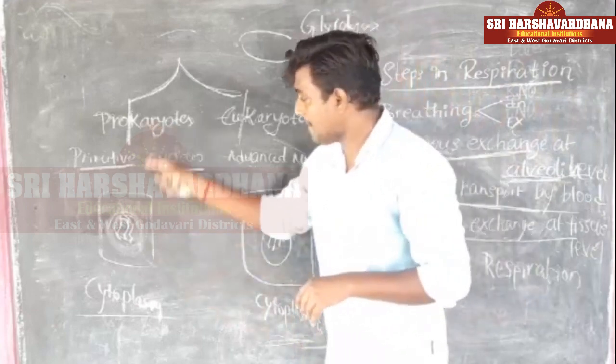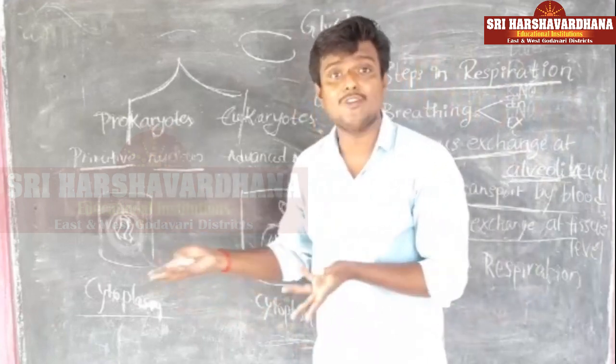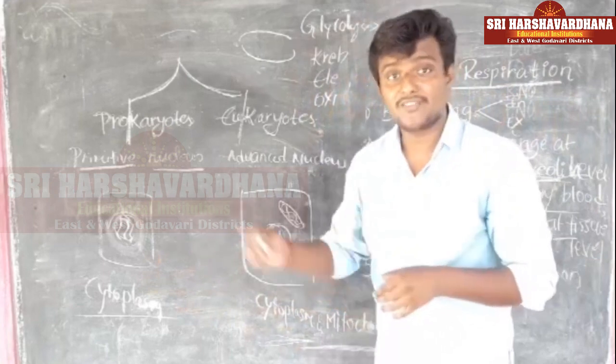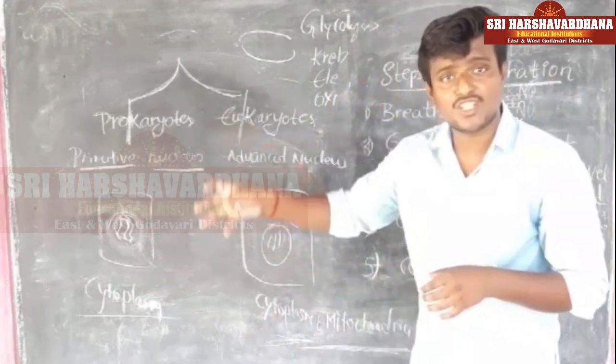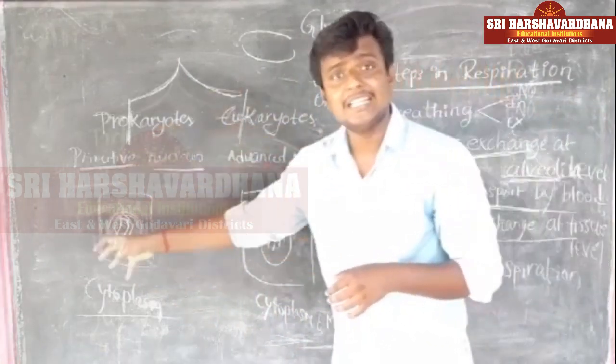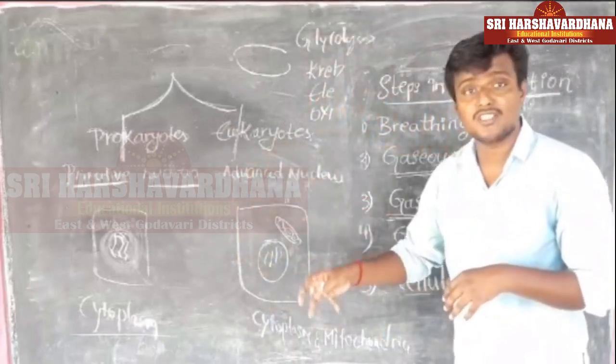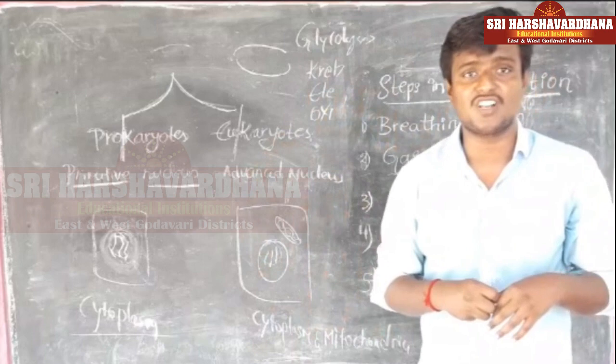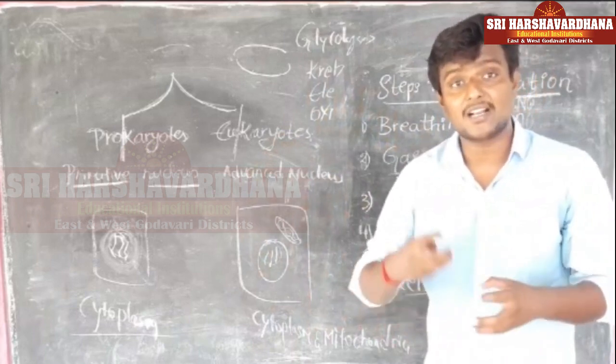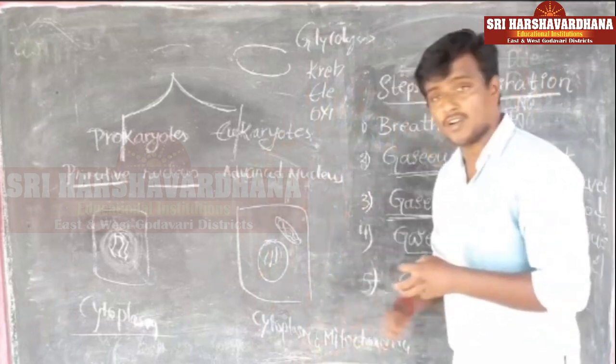So here membrane bounded structures are absent, I mean mitochondria is absent. So that's why the complete cellular respiration process is done only in the cytoplasm. But in the eukaryotes they contain the membrane bounded structures. That's why it occurs in the cytoplasm and mitochondria.